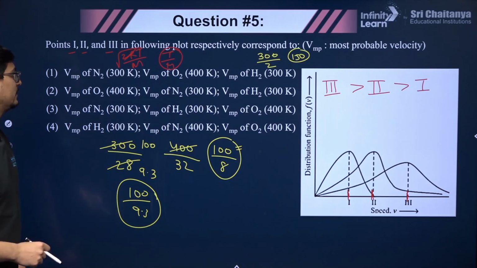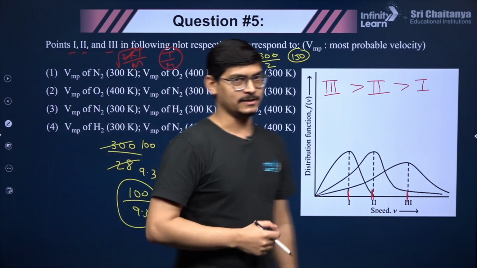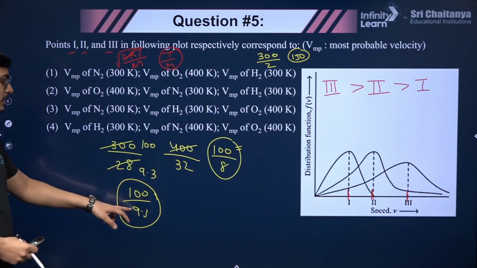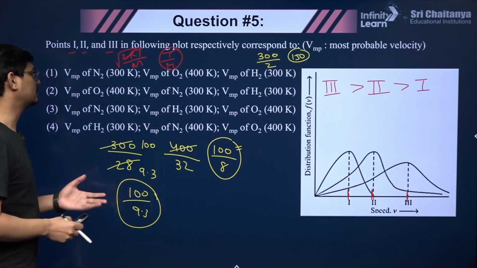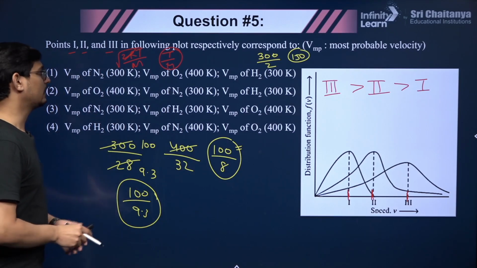Right? Okay, the second value is for oxygen. So now you can compare what will be the correct answer, right? Okay, and the least value is 100 by 9.3, because this denominator is large, the fraction should be small, so the smallest value of most probable speed will be for nitrogen.